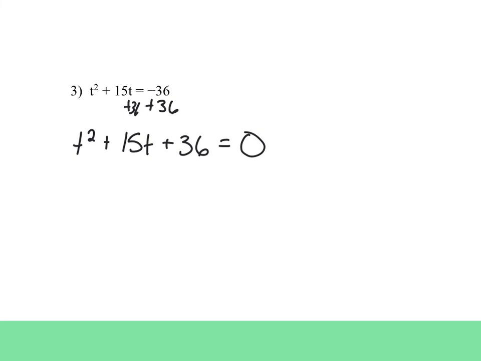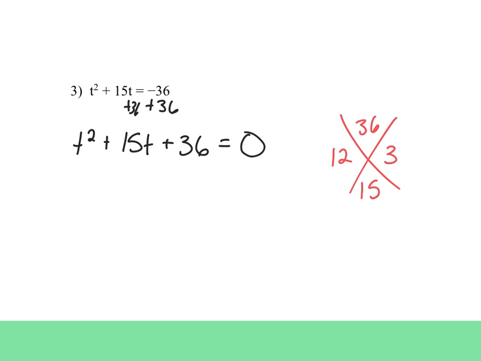Do we know how to X method that? Do it. Ready, set, go. What goes on top? 36. What goes on bottom? 15. Sides? 12 and 3. Good. 12 times 3 is 36. 12 plus 3 is 15.